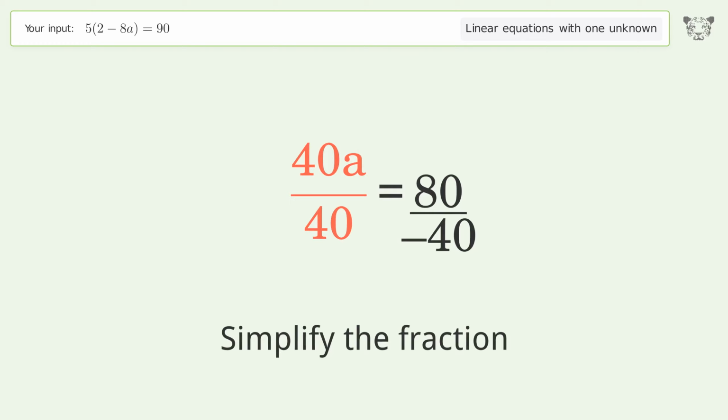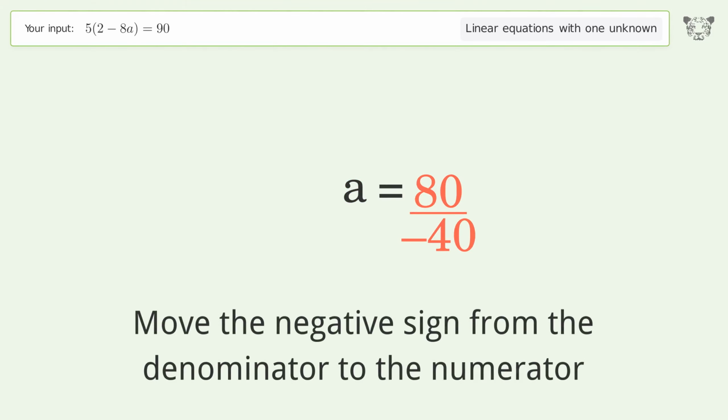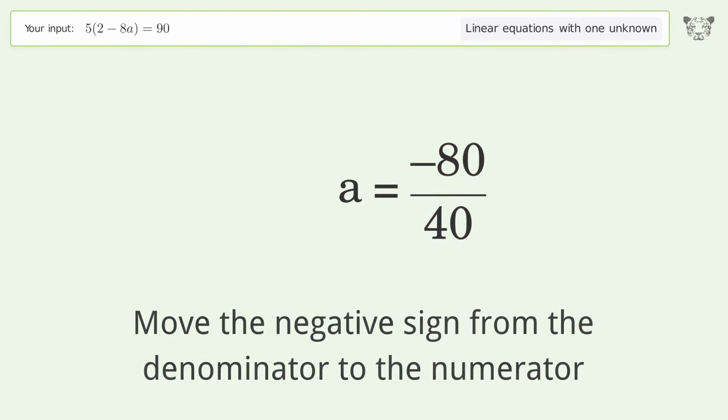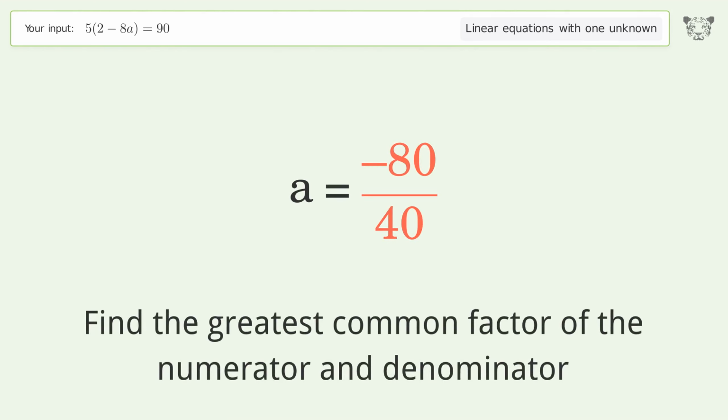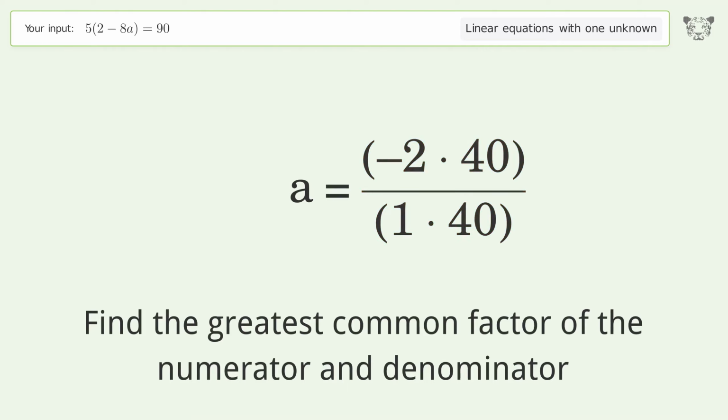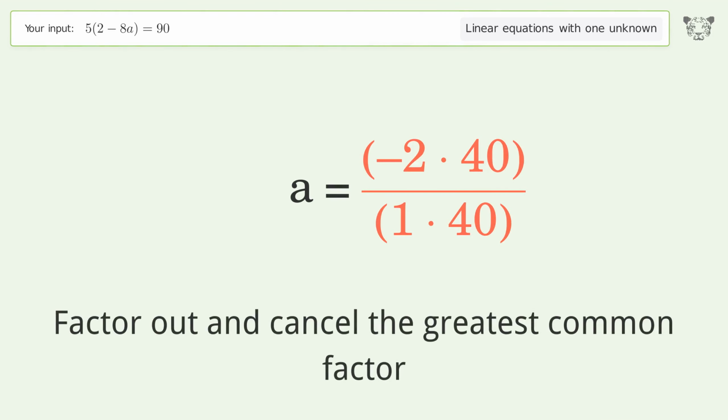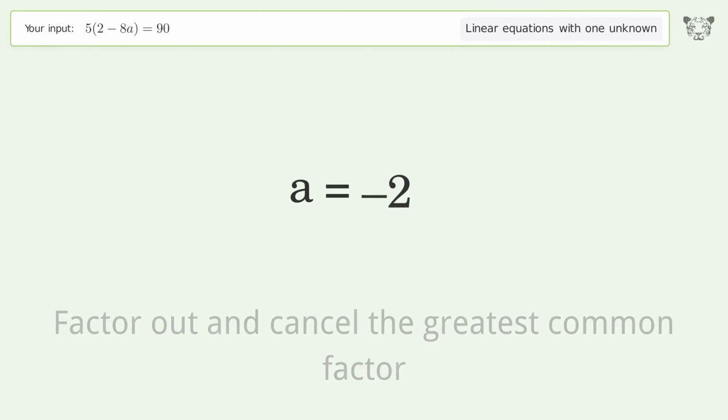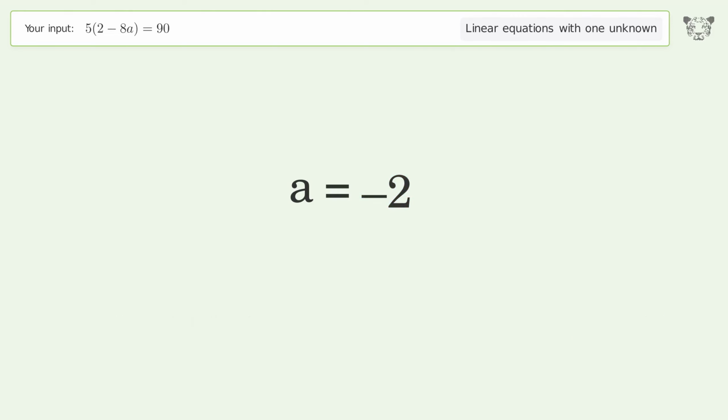Simplify the fraction. Move the negative sign from the denominator to the numerator. Find the greatest common factor of the numerator and denominator. Factor out and cancel the greatest common factor. And so the final result is a equals -2.